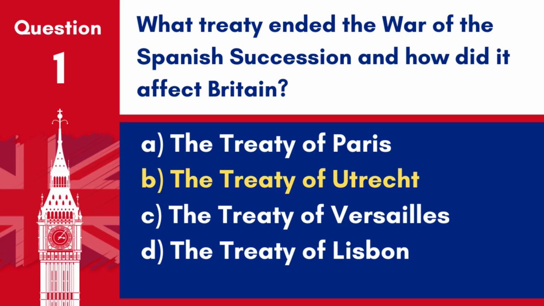Answer: B. The Treaty of Utrecht. The Treaty of Utrecht ended the War of the Spanish Succession in 1713 and significantly affected Britain by ceding the territory of Gibraltar, which became a British overseas territory.